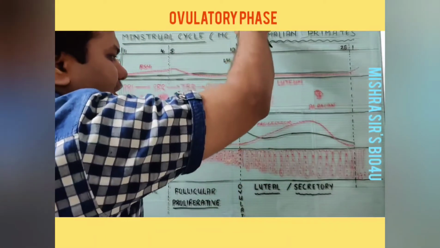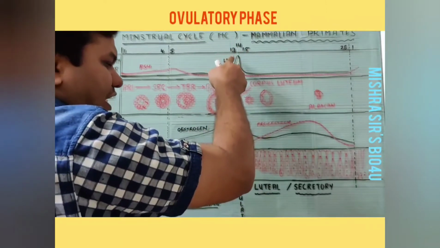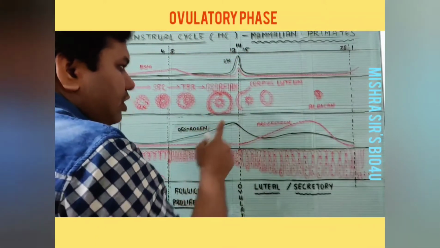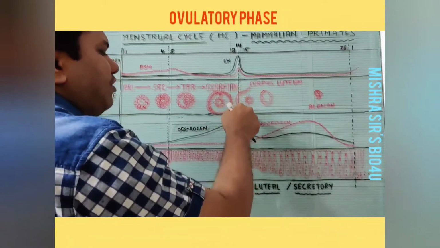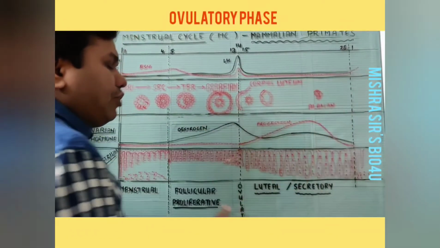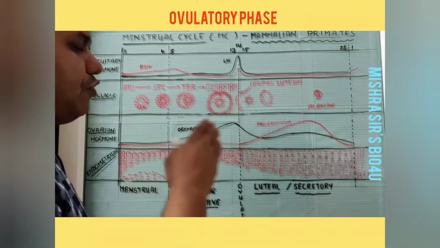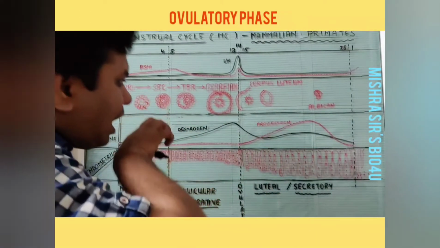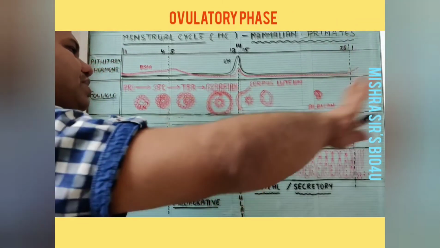LH level increases. Increased level of LH, luteinizing hormone, causes rupturing of Graafian follicle. Graafian follicle breaks and ovum is released. Now, if you recollect, I have told you 10 to 15 follicles are developing. So, one Graafian follicle ruptures, ovum is released.